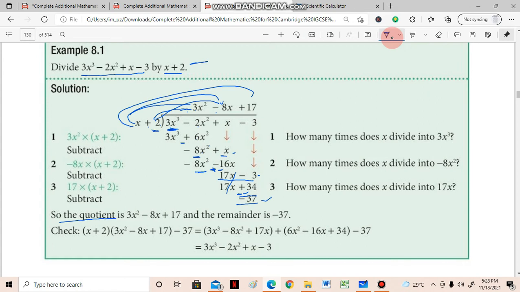So the quotient is 3x squared minus 8x plus 17, and the remainder is minus 37. Okay, this is the quotient, and this is the remainder that we have over here. So now I hope you have understood how we divide two functions.